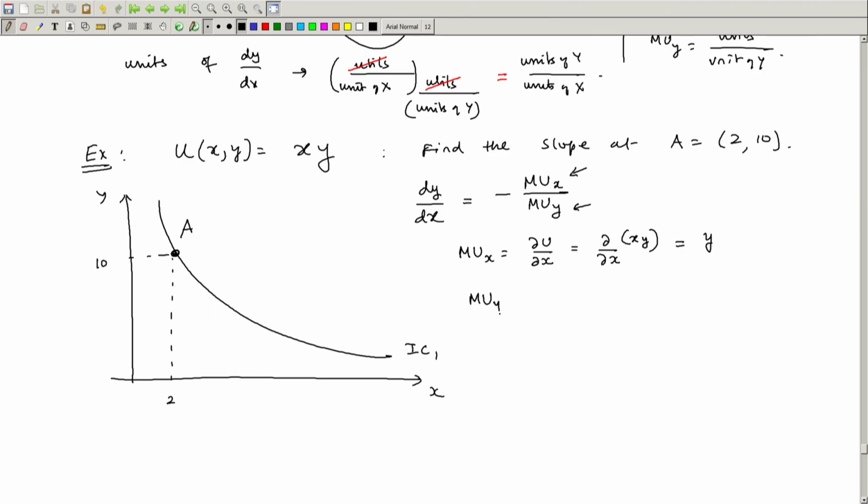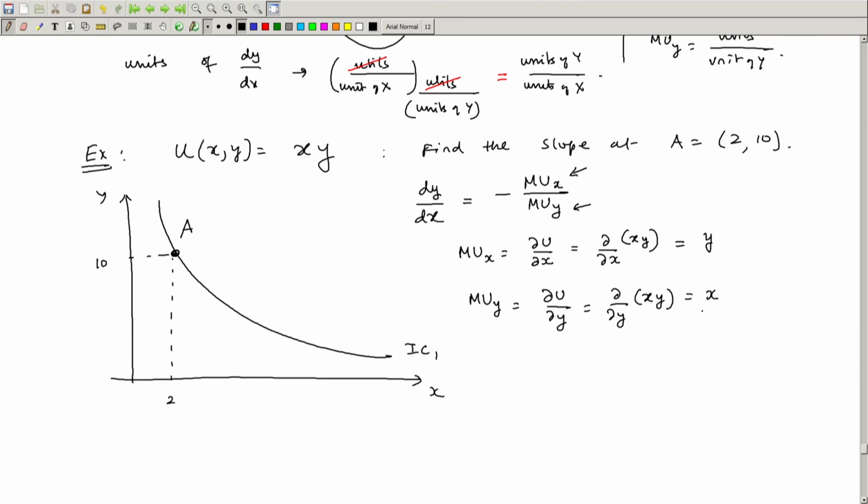Similarly, MUy is del u del y, which is del y of again x times y. So, it is delta u upon delta y, which for small changes can be approximated as del u del y, keeping x constant. So, I take the x out, find the derivative of y with respect to y, which is going to give me 1.